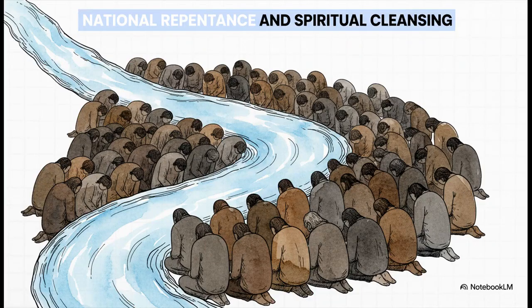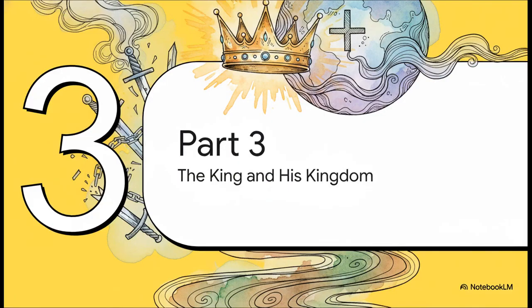And this recognition isn't just a mental checklist. It sparks a deep, genuine, nationwide repentance. The prophecy talks about a fountain being opened for cleansing from sin. This is portrayed as the direct emotional and spiritual fallout from finally identifying the one who was pierced. So, with the conflict now resolved and the nation spiritually renewed, the sequence moves into its final, world-altering phase. This is part 3, the King and his kingdom, where a totally new global order is established.